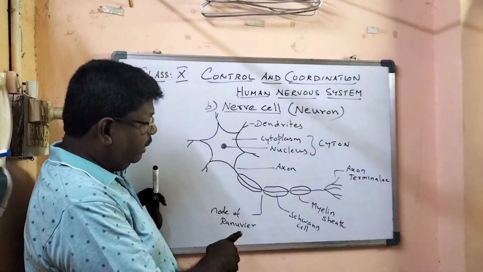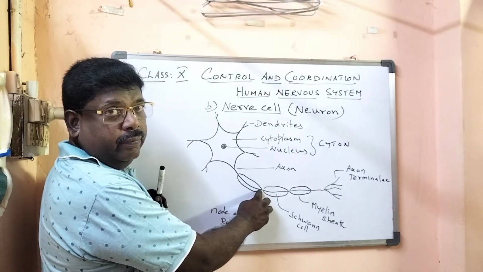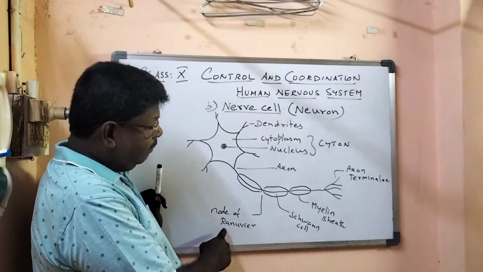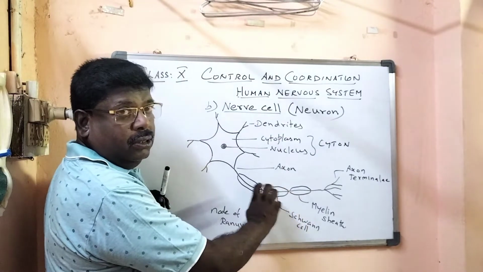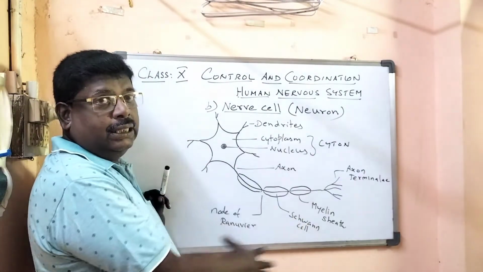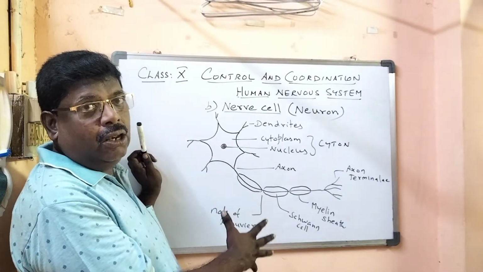fibers. So at the end of each cell, we have a node. That node is called node of Ranvier. Again, it's a scientist's name, node of Ranvier. There is a node here. So at the end of each cell, there is a node called node of Ranvier. So this is the structure of nerve cell, or neuron.